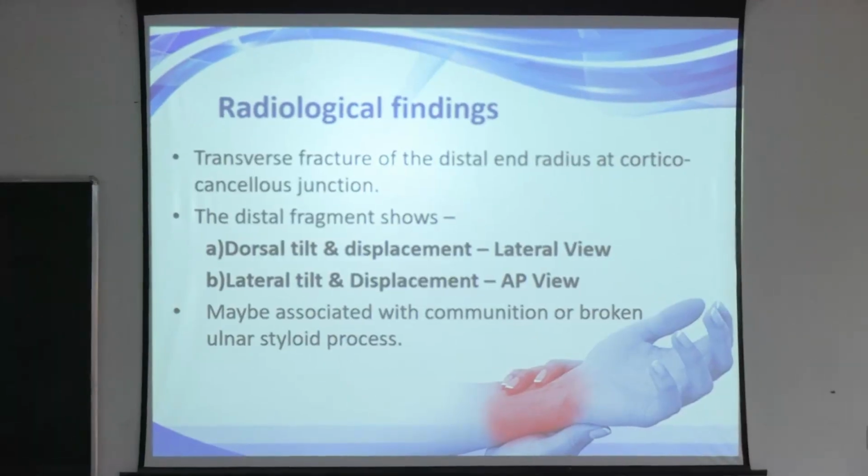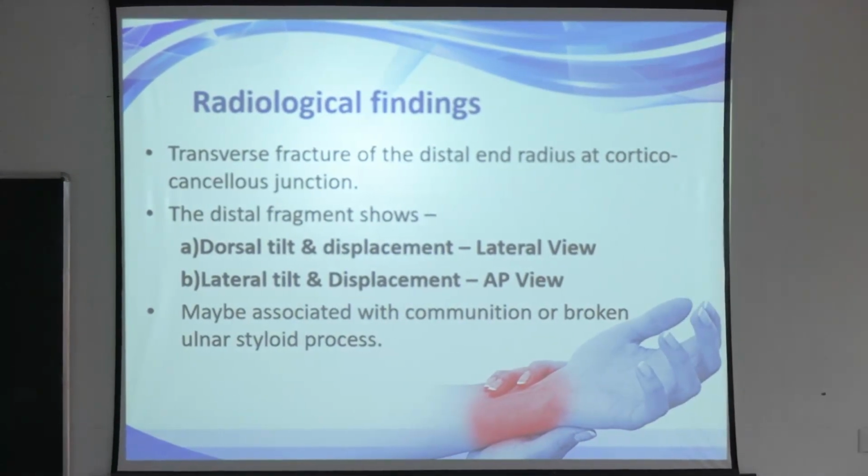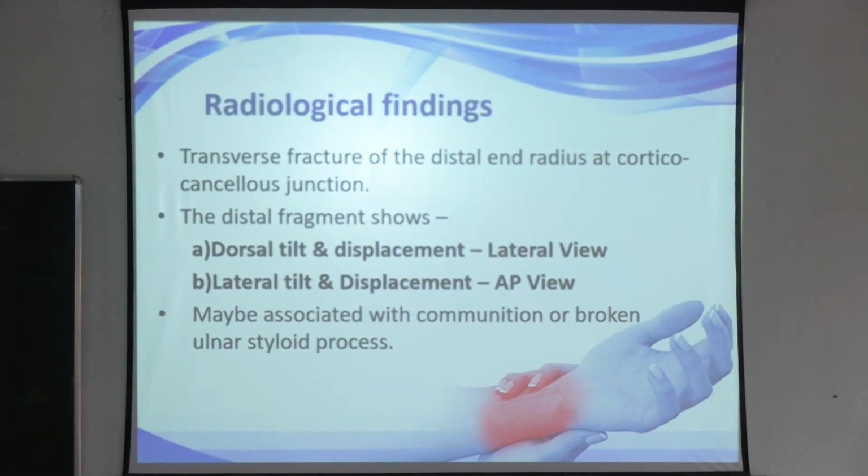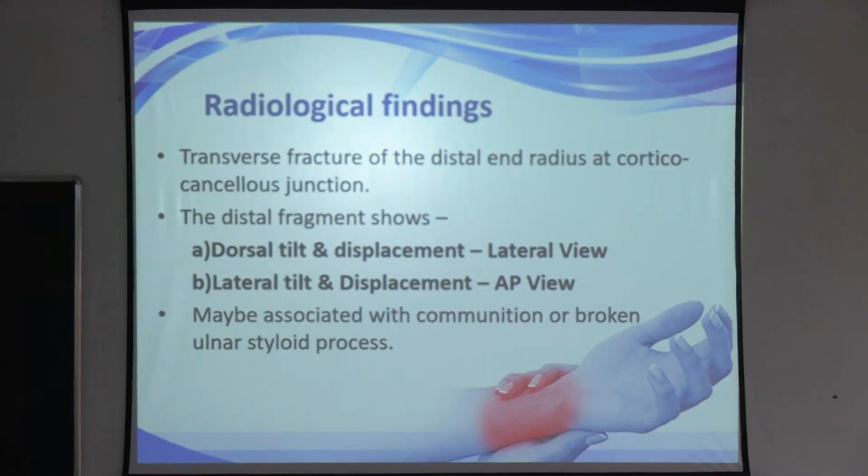So, radiological findings, everything I have mentioned in the paper. In the AP view, you are going to see the lateral tilt and displacement. In the lateral view, you see the dorsal tilt and displacement. You have to see the fracture at the distal end of the radius, at the corticocancellous junction, and it can be associated with an ulnar styloid process fracture.